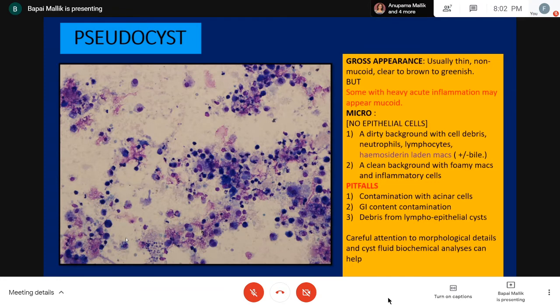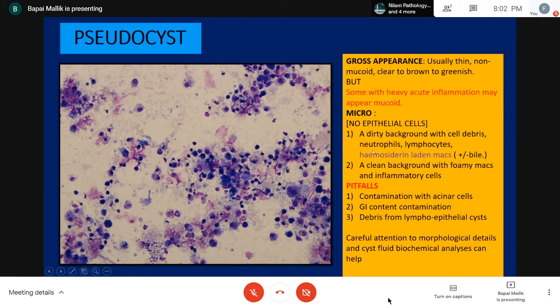So let's start with some cytopathology. First of all, pseudocysts. The gross appearance of the cyst is usually thin, non-mucoid, clear to brown to greenish. So you get a good clue from the gross appearance. But remember, this is a very important point: if there is heavy inflammation, pseudocysts can appear mucoid. Microscopically, there are no epithelial cells. It shows a dirty background with cell debris, neutrophils, and lymphocytes.